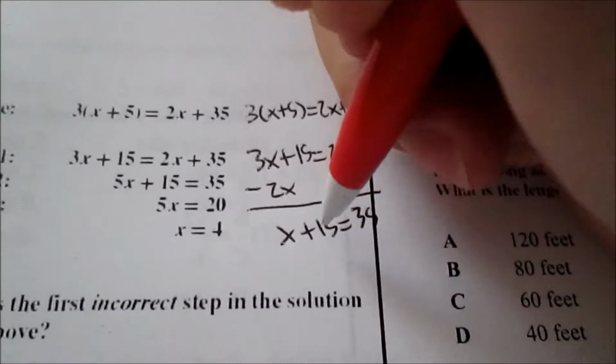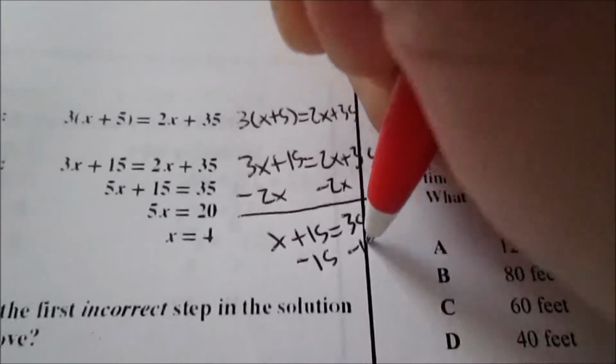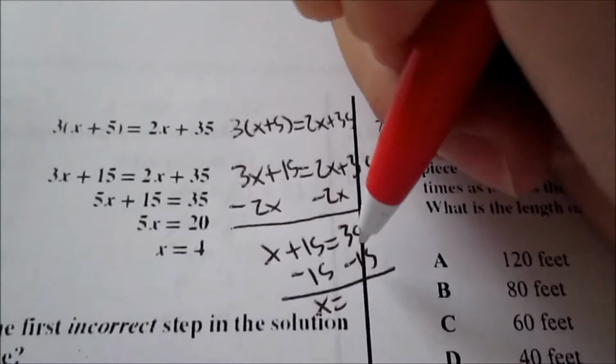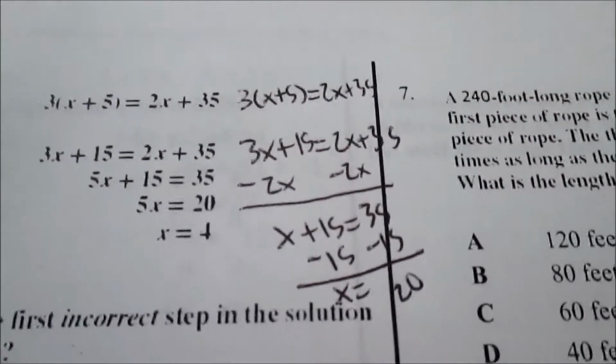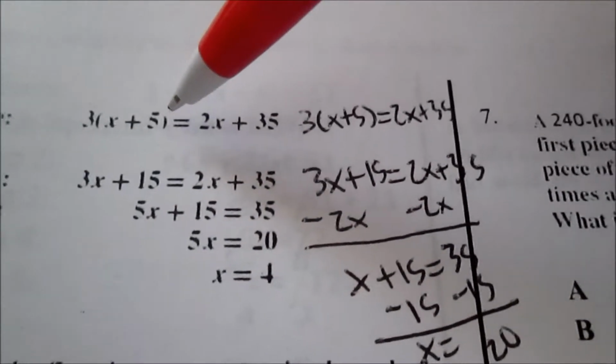Then I will move the numbers to one side. I will subtract 15 from both sides to do this, and I have x on the left. On the right I have 35 minus 15, which is 20. x equals 20. So let's compare what I did and what is printed.